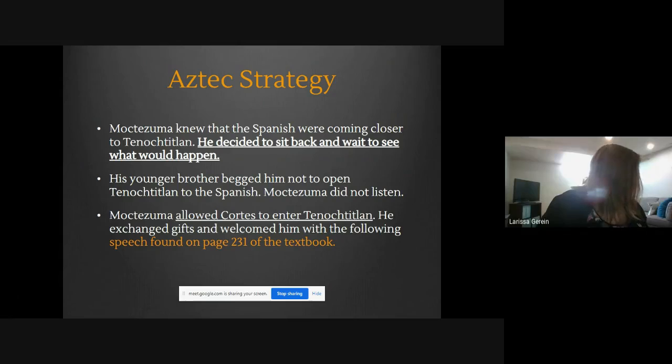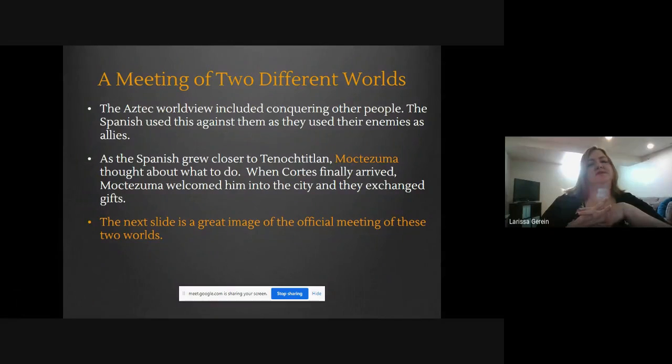And so Moctezuma welcomed Cortez with this speech, and that speech is found on page 231 in the textbook. And so you can see how this is a meeting of two different worlds. The Aztec worldview included conquering other people, but they usually took them captive, because they wanted to use them as human sacrifice.